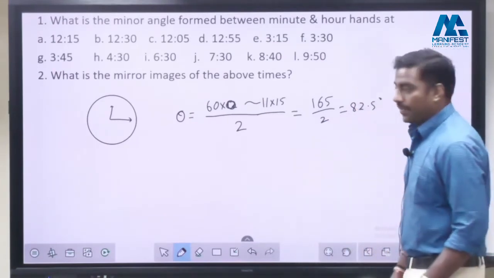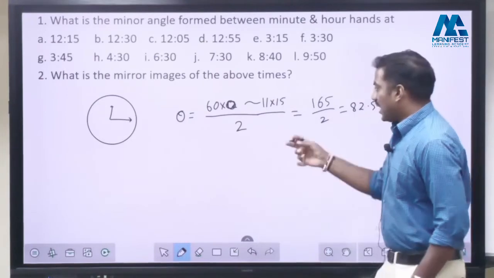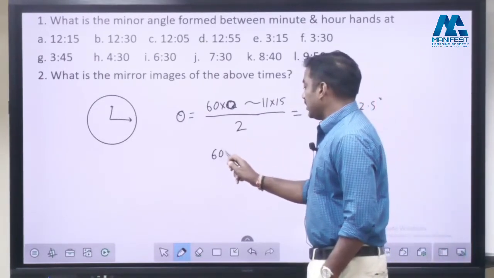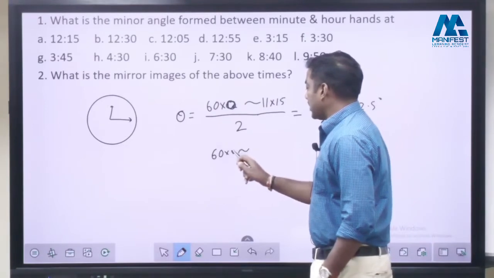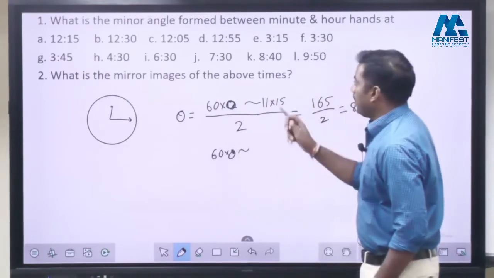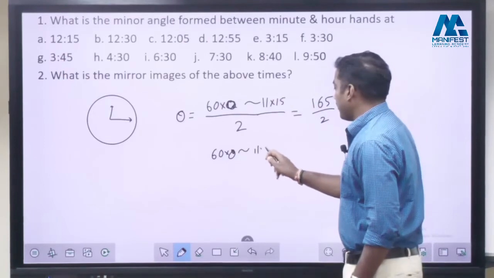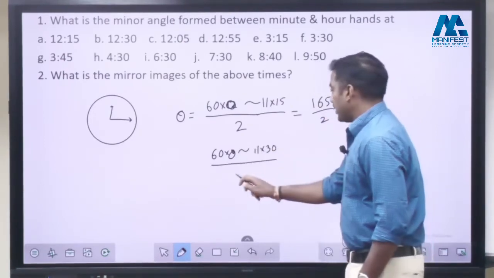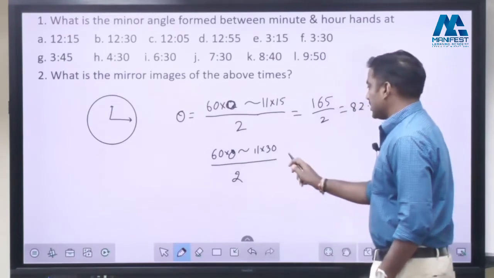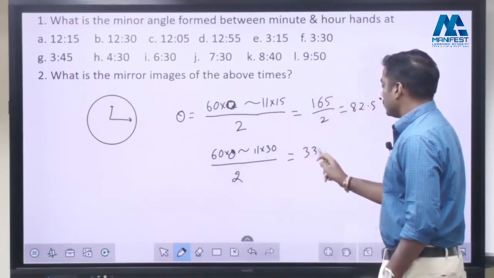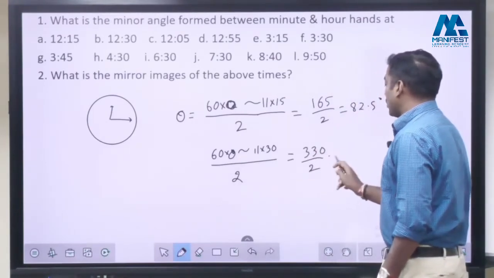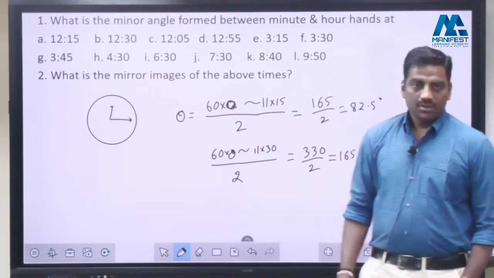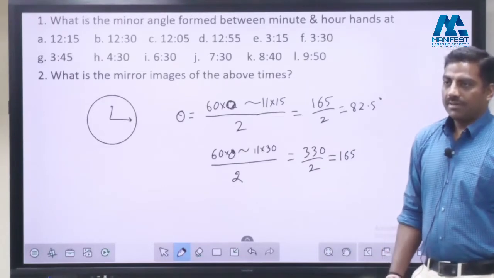Okay, fine. So 12:30, again put 12 as 0. So 30 minus 0, the difference, is 30. 11 into 30 divided by 2. So this is 330 divided by 2. So we'll get 165. Is that done? Is that okay? Yep. Okay.